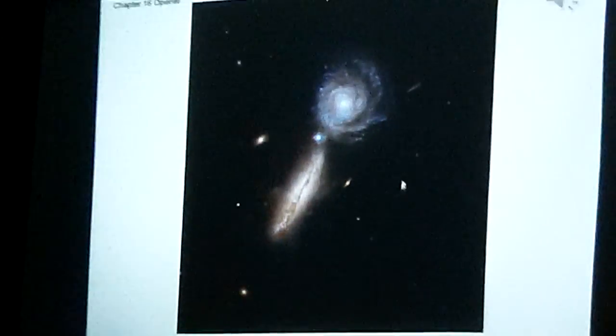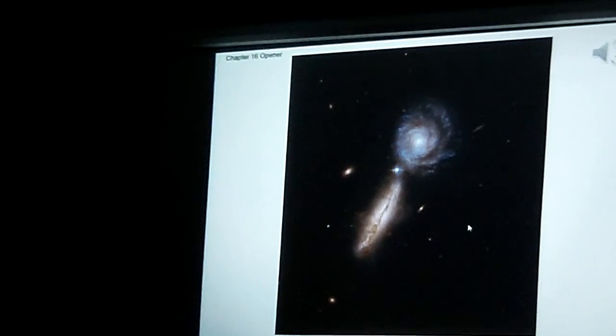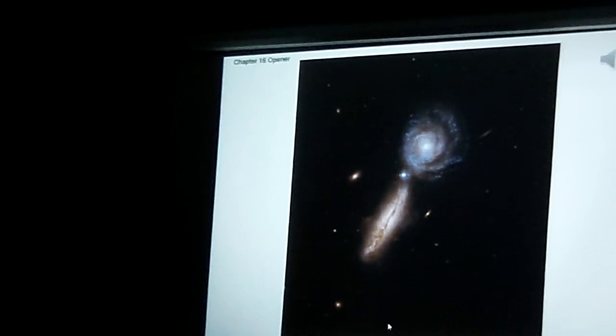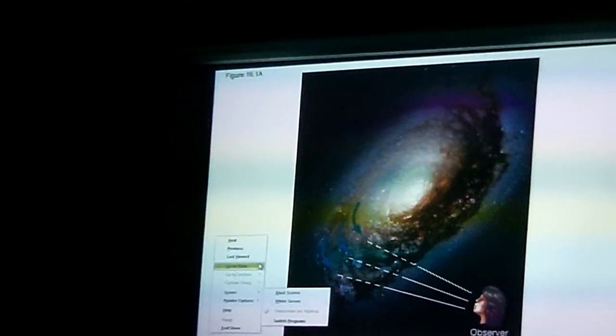And over here on the side, I guess it's not as noticeable as I thought it was. That one's kind of streaked out a little bit too. Not as noticeable there. Never mind. Sorry.